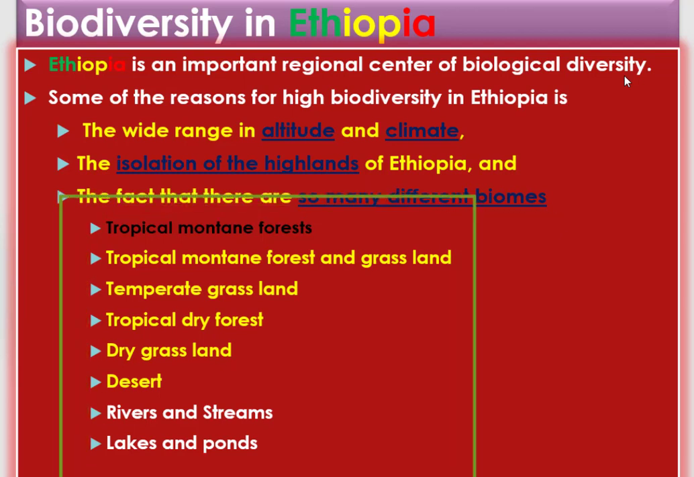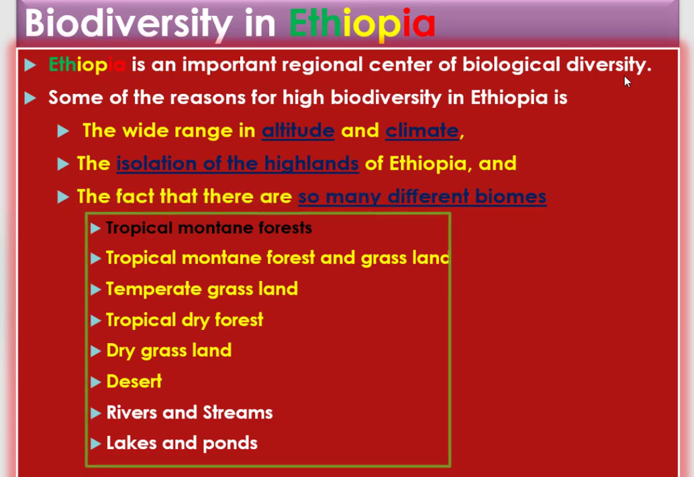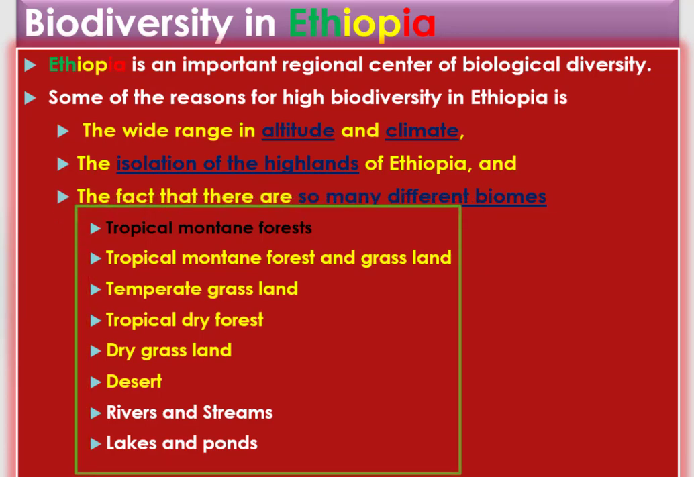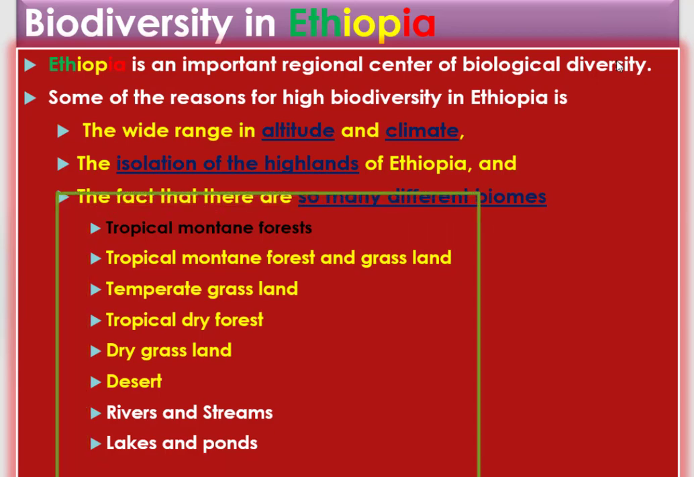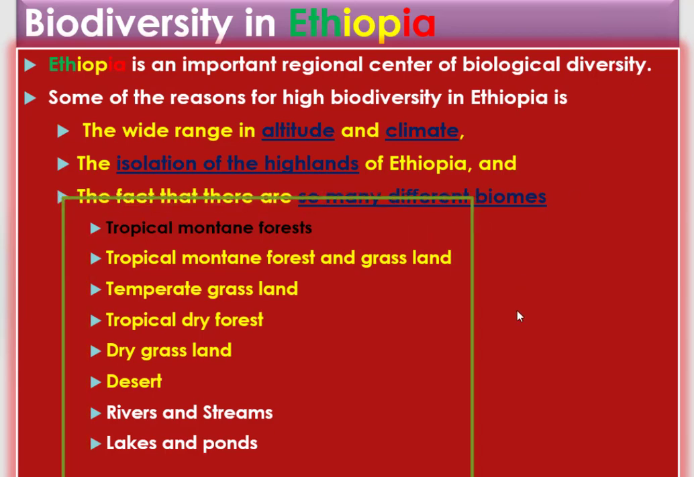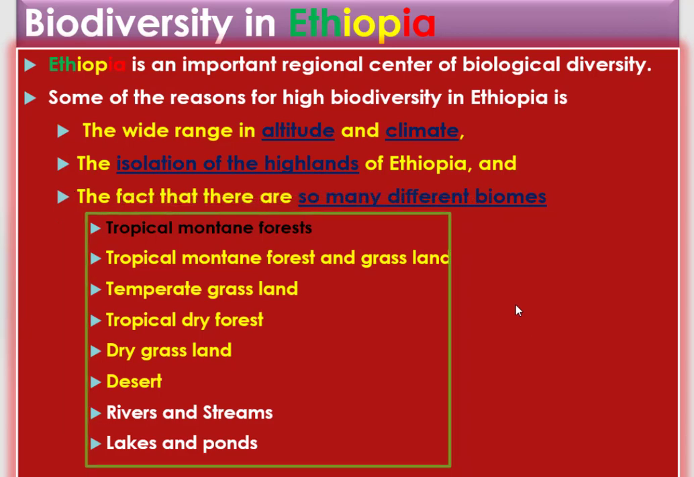The fourth, tropical dry forest. Tropical dry forest is found in Rift Valley and eastern lowlands with some dry grassland areas. The other is dry grassland that covers portions of the Danakil Plain. There are also deserts that are found in the lowlands of most parts of the country, including in Afar regions.